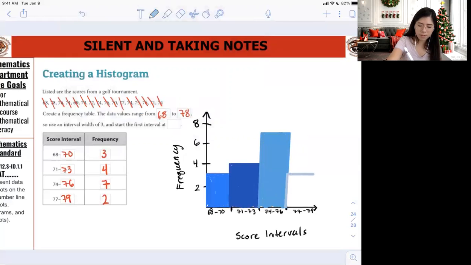Oh wait, this should be 2. So that's basically it. There's my bar graph, or my histogram. Any questions? It's not the most perfect because it's a little tilted, but any questions?